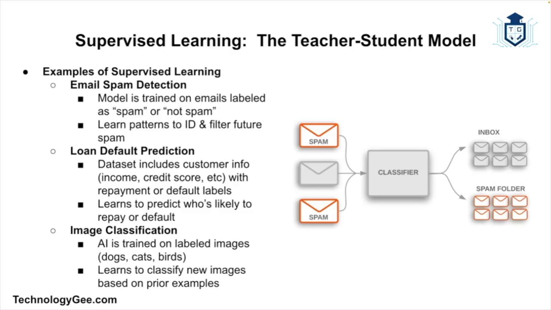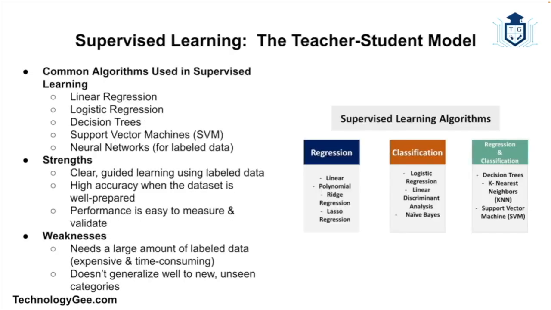And then there's image classification. So you can show an AI thousands of images of dogs, cats, and birds, each labeled correctly. And then the AI will learn to classify new images based on what it has seen. Now, to make all of this happen, here are some common algorithms that are used in supervised learning. First you have linear regression, you have what is called logistic regression, decision trees, support vector machines, and then you have neural networks that are used for labeled data.